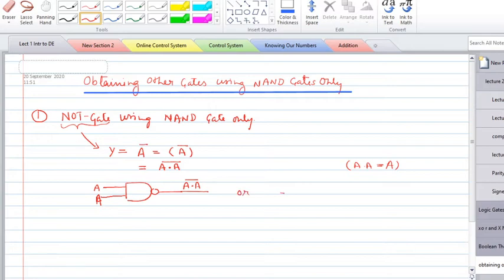Or you can also design it like this. This is your NAND gate where A is the input and here A bar. This is your NAND as NOT. Okay.